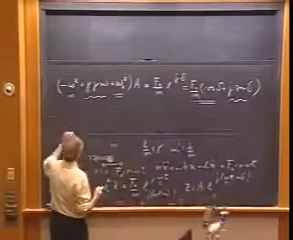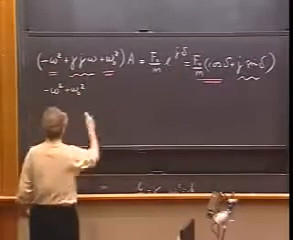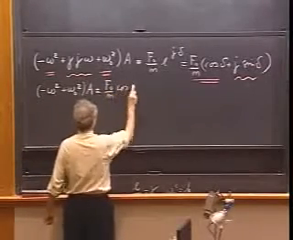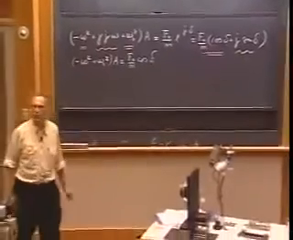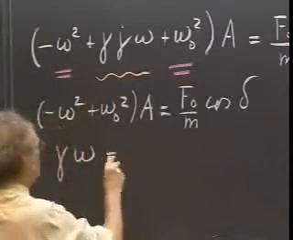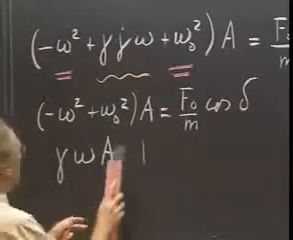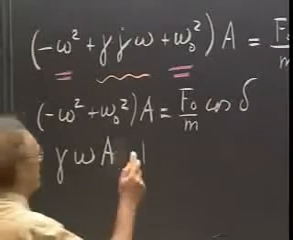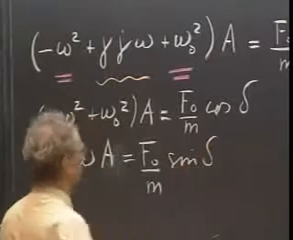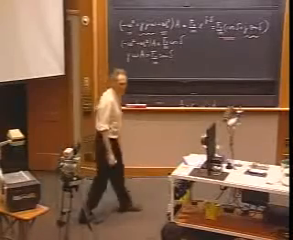So we now get that minus omega squared plus omega 0 squared times A must be equal to f0 divided by m times the cosine of delta. Apples on both sides are equal, and now we get the oranges on both sides. Gamma omega times A equals f0 divided by m times the sine of delta. Two equations with two unknowns, A and delta, and they're easy to solve.